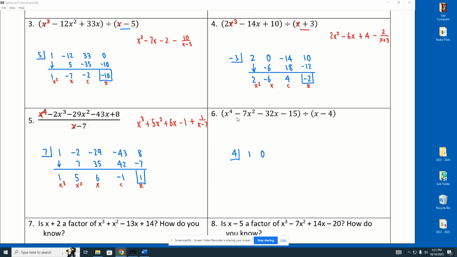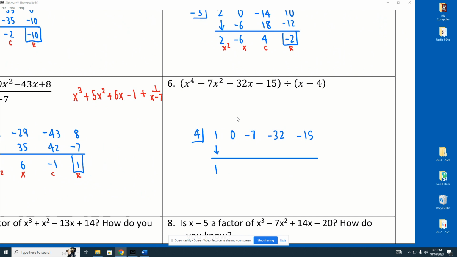After x to the 3rd is x squared. I got it. Negative 7. After x squared is x. I got it. Negative 32. All the way down to your constant, negative 15. So here we go. Last one we have to do this way. We bring down the 1. Well, not really. I mean, we're doing the others the same. But the answer is different.